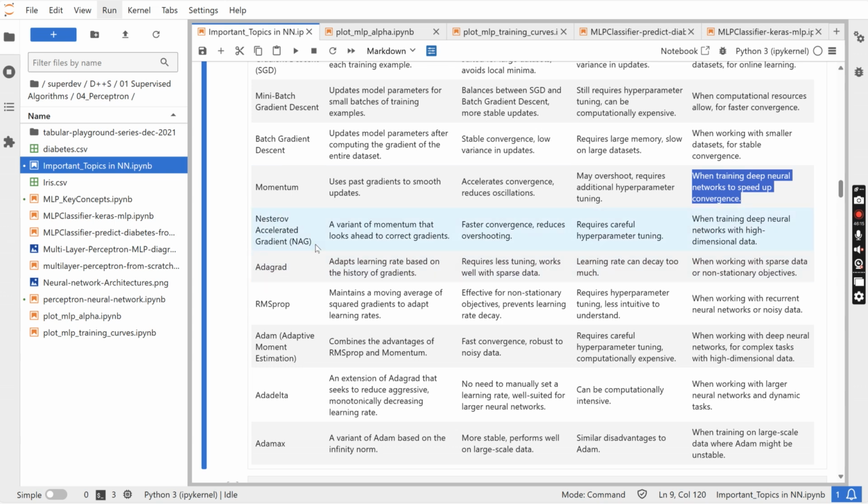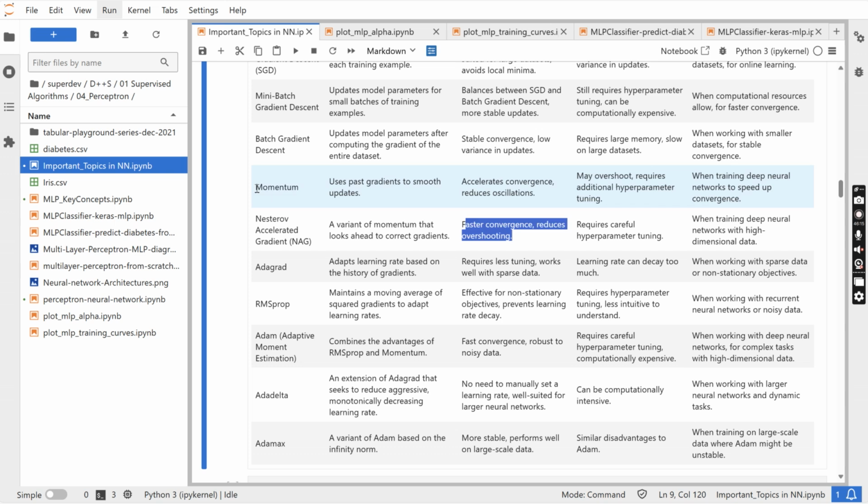Next, there is another one called NAG. We almost never use this, honestly. This is a variant of momentum that looks ahead to correct the gradients. Faster convergence, reduces overshooting. The overshoot disadvantage of momentum is taken care of by NAG. This also requires careful hyperparameter tuning.